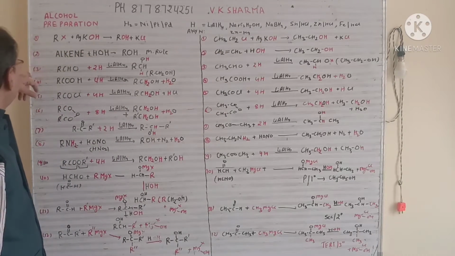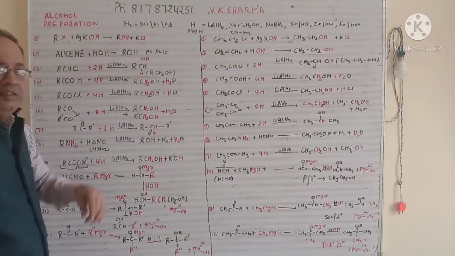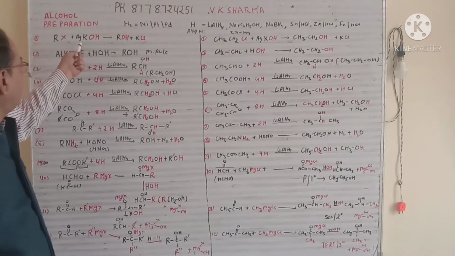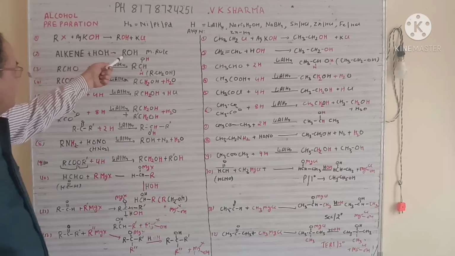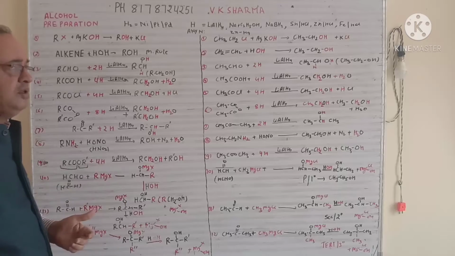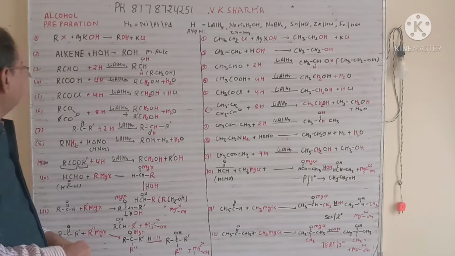So the first preparation we have of alcohol: RX plus aqueous KOH gives you ROH plus KCl, that we have done in the alkyl halide chapter. It is a property of alkyl halide, but here it is a preparation of alcohol. Same, alkene plus H2O will give you alcohol, that depends on the Markovnikov rule. If there are 3 or more carbons, the Markovnikov rule will be applied, otherwise you can simply add it.